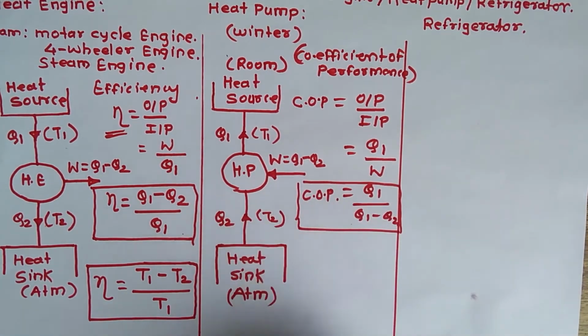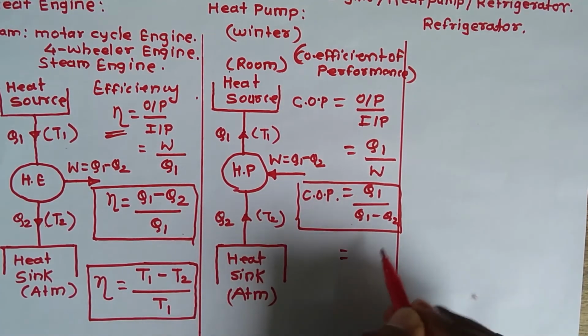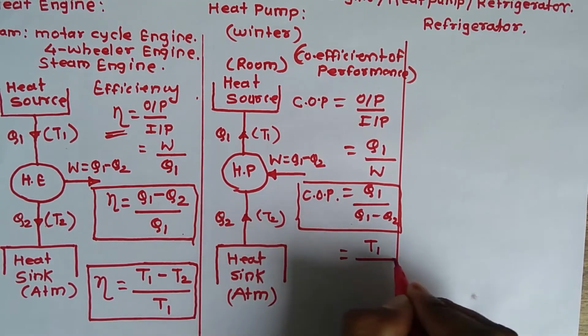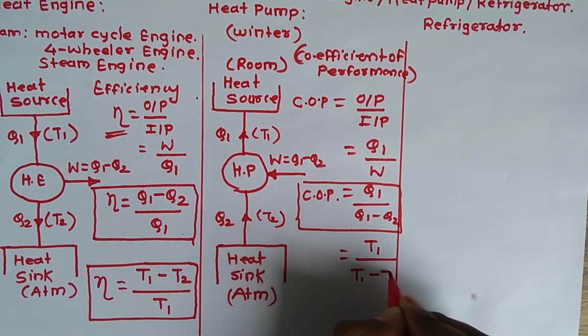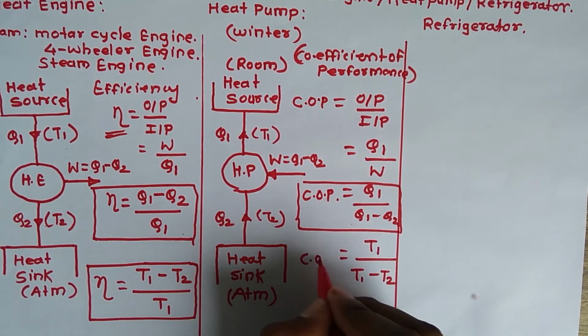So friends, here we can replace that terms in terms of temperature. So that will be T1 divided by T1 minus T2. This will be the coefficient of performance.